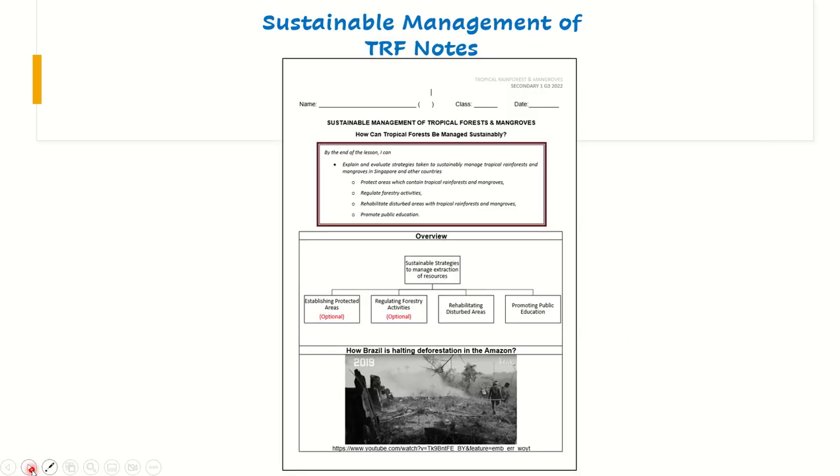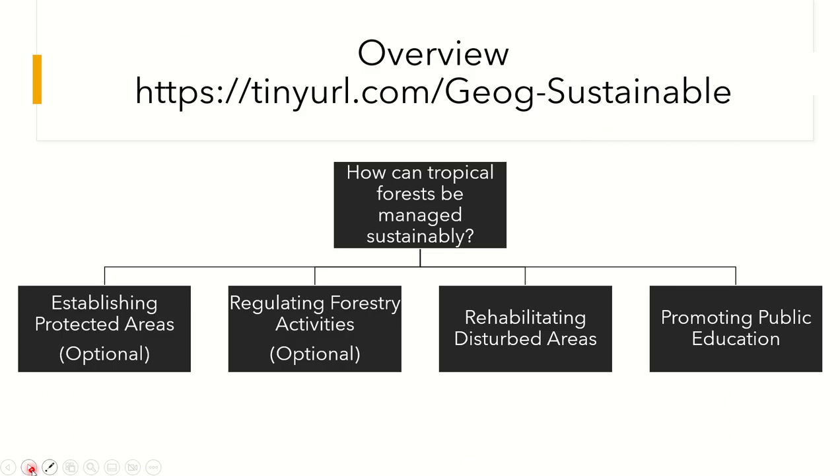So we're going to start with this set of notes first, the sustainable management of tropical rainforest notes. An overview: you have already accessed the Chinese URL, and you have done some of this in the Padlet, and I have left some comments on them. In this subtopic, we are only looking at two strategies to manage tropical forests. We are looking at rehabilitating disturbed areas. We are also looking at promoting public education.